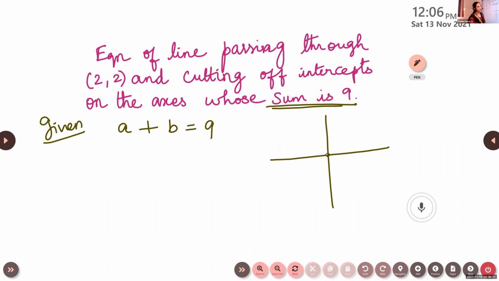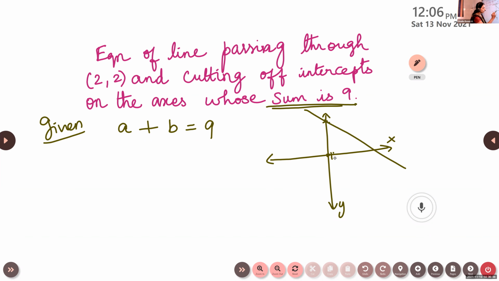Suppose a line is not passing through the origin. Imagine a line not passing through the origin. Surely it will cut the x-axis and y-axis. If a line is passing through the origin, it will not cut the x-axis and y-axis. So consider a line which is not passing through the origin. It will cut the x-axis at some point and the y-axis at some point.